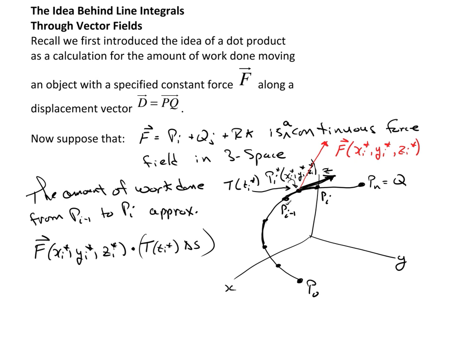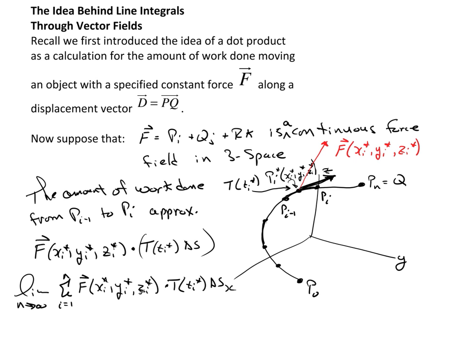So if I look at the total work done, I can take a look at the limit as n goes to infinity of the sum, i equals 1 to n, of this vector function f, xi star, yi star, zi star, dot the tangent vector at ti star, delta s.